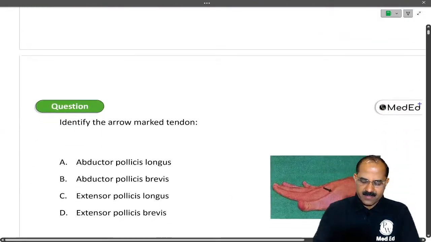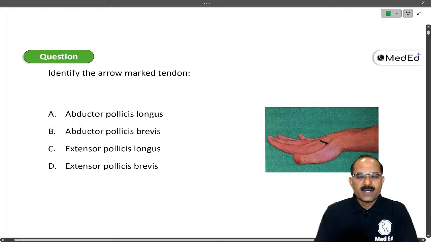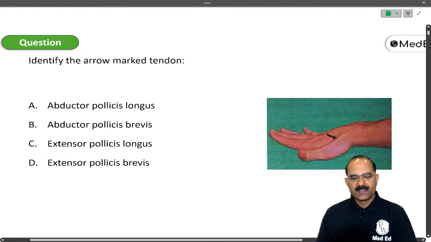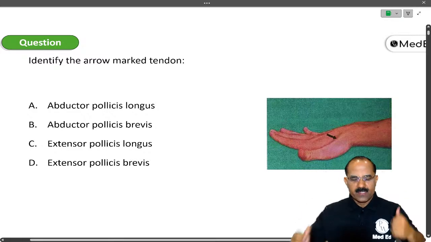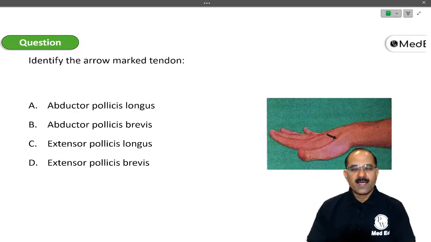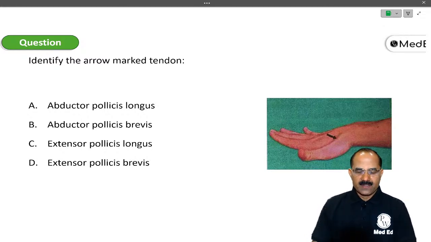Have a look at this. We'll start with the first MCQ. Identify the pointed tendon. Any guesses? You can tell me. Answer बोल सकते हो. Identify the pointed tendon. चलो बच्चों, क्या आंसर किया आपने? What have you answered? चलो चलो चलो, answer.